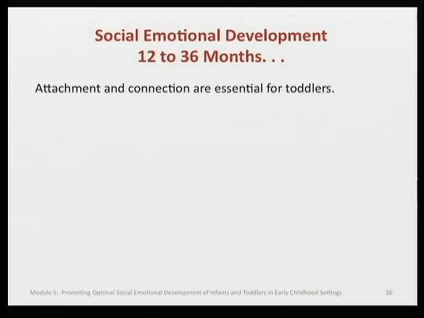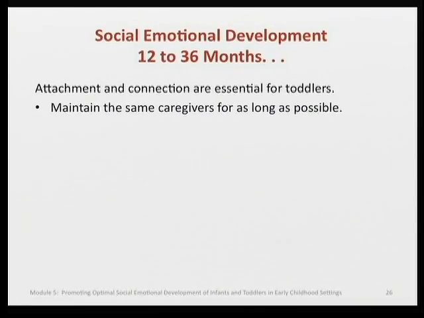Attachment and connection refer to a two-way relationship between the caregiver and the child. Attachment is an enduring emotional relationship to a specific person, such as primary caregiver. Connection occurs as caregivers get to know and understand the children in their care, and in return, children learn to know and understand their caregivers. Promote attachment and connection by maintaining the same caregivers for as long as possible. Toddlers need the security of familiar faces.